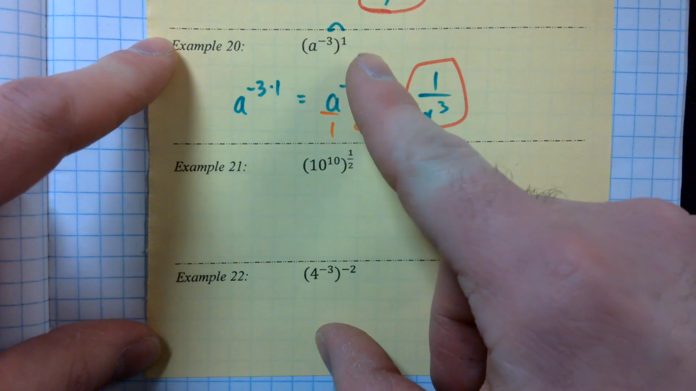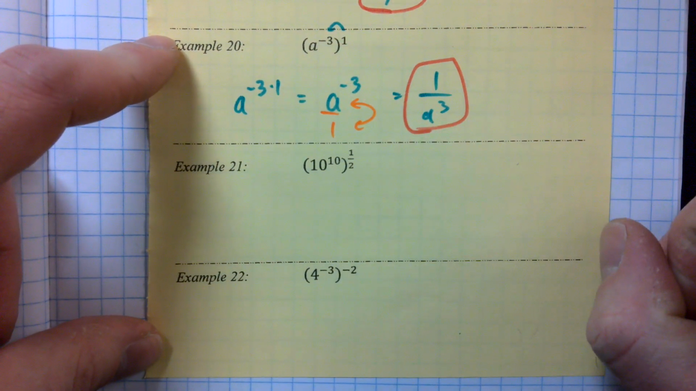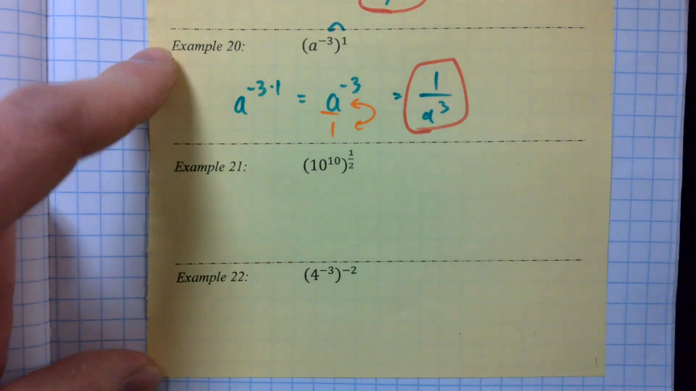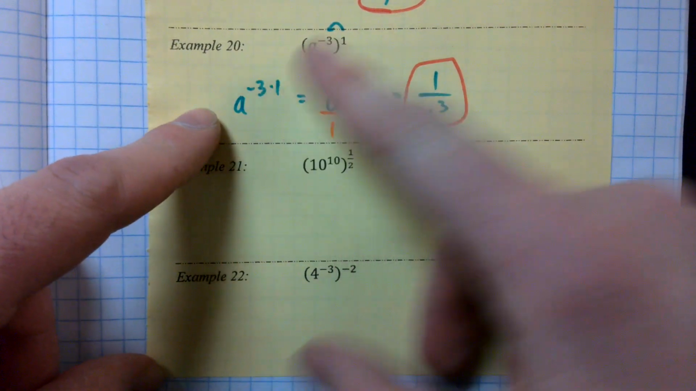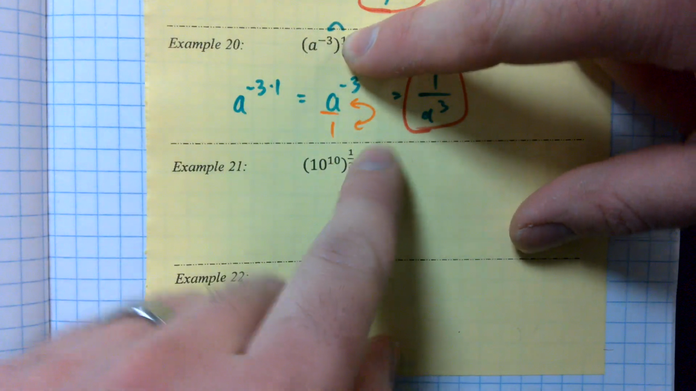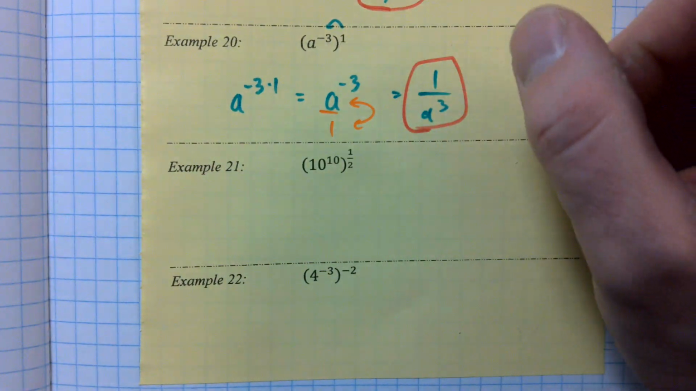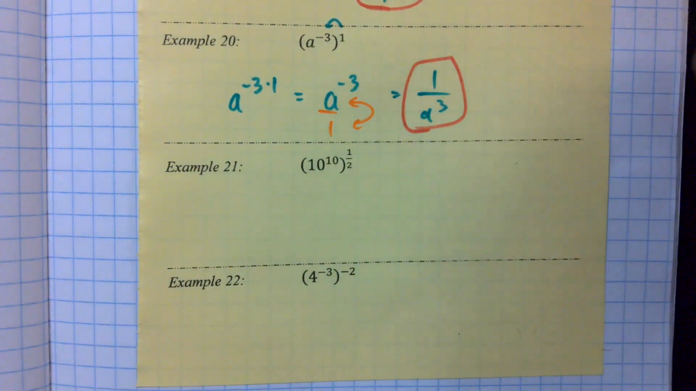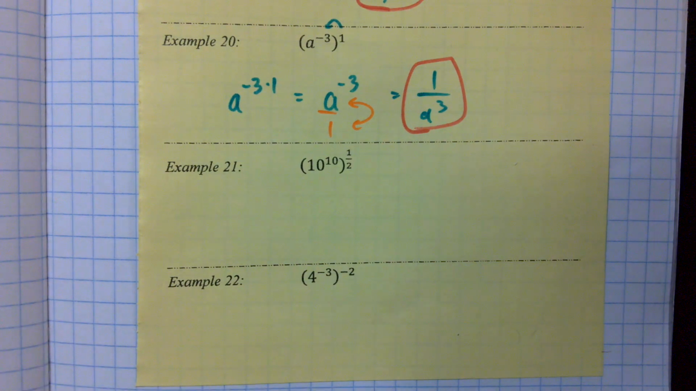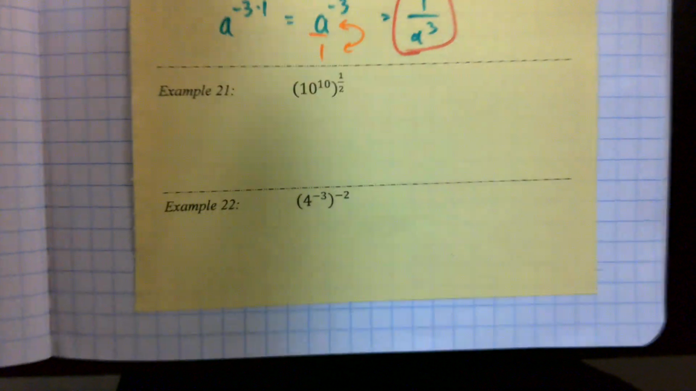Now with example 20, do I really need to distribute that 1? No, because anything to the 1st power is just itself. So if I don't even put this 1 here, look, it's still a to the negative 3. In the same way we talked about on the worksheet with x to the 0th power or 2 to the 0th power, whatever it was, if you can see a shortcut to make your life easier, that's great because that shows you're using what you know about this stuff to your advantage.